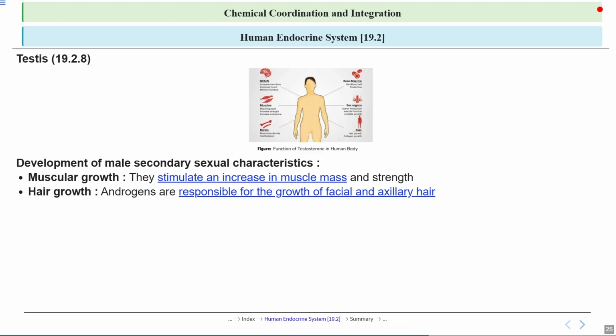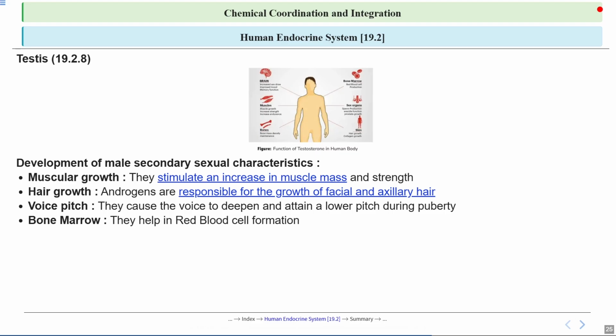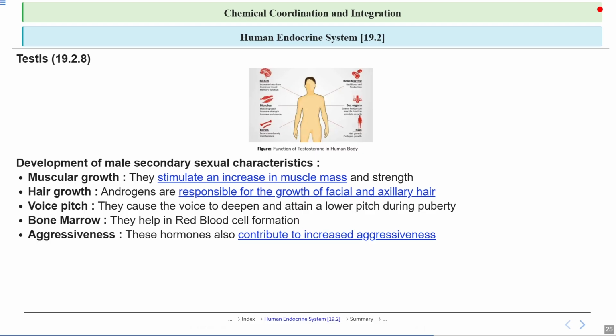During puberty, you have observed that the voice pitch in males deepens and becomes lower due to the influence of testosterone, which causes the vocal cords to grow longer and thicker, making the voice sound deeper and more resonant. Bone marrow: they help in red blood cell formation. Aggressiveness: these hormones also contribute to increased aggressiveness in males.